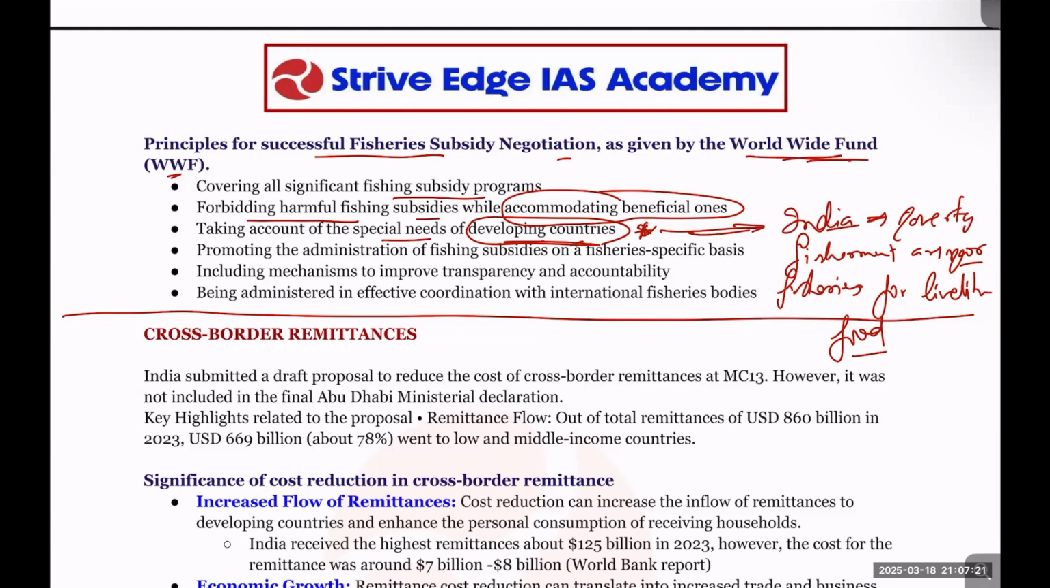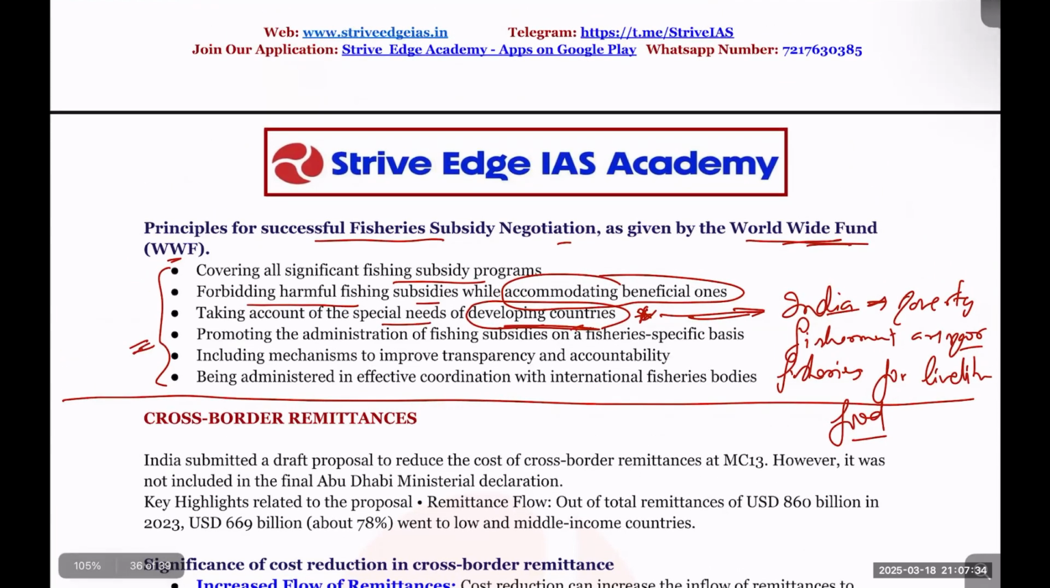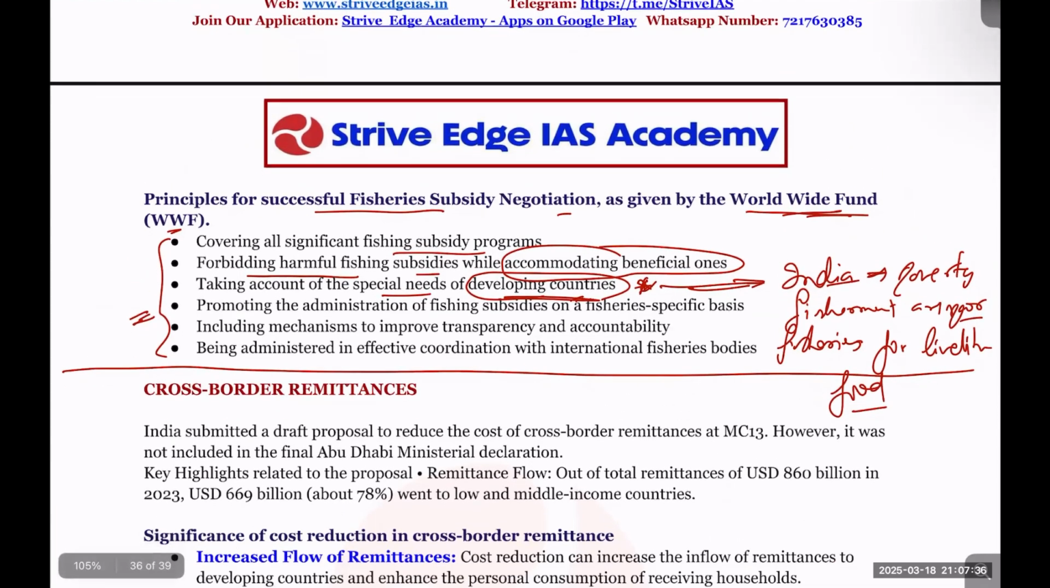Okay, so you can read the others only one time. No need to learn these provisions by heart because these are negotiations that have already taken place. Now these will not be that important for prelims, but for mains it will be important. Okay, so now we are going to stop our lecture here. From cross-border remittances, we will be doing the next time that we meet, right? Okay.